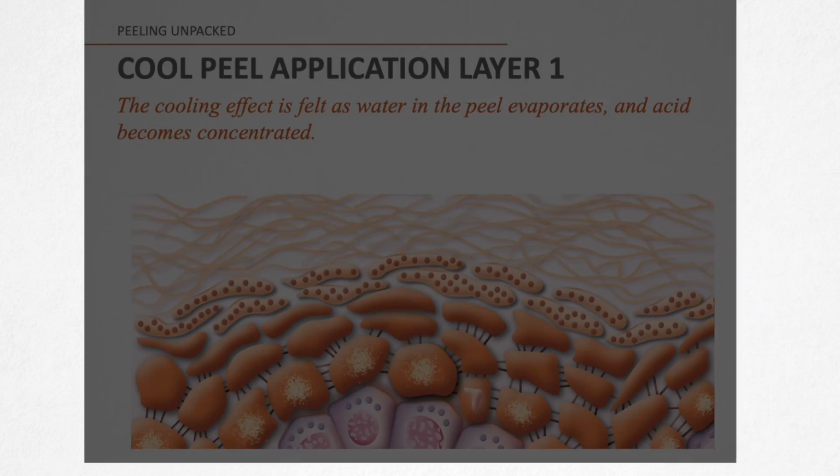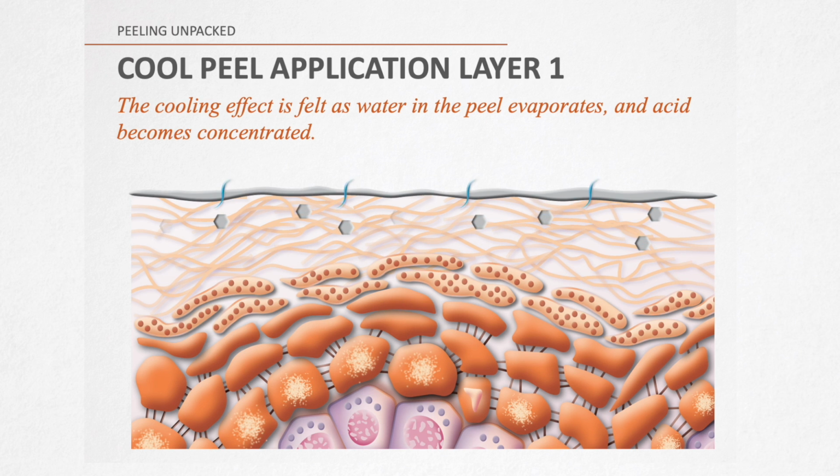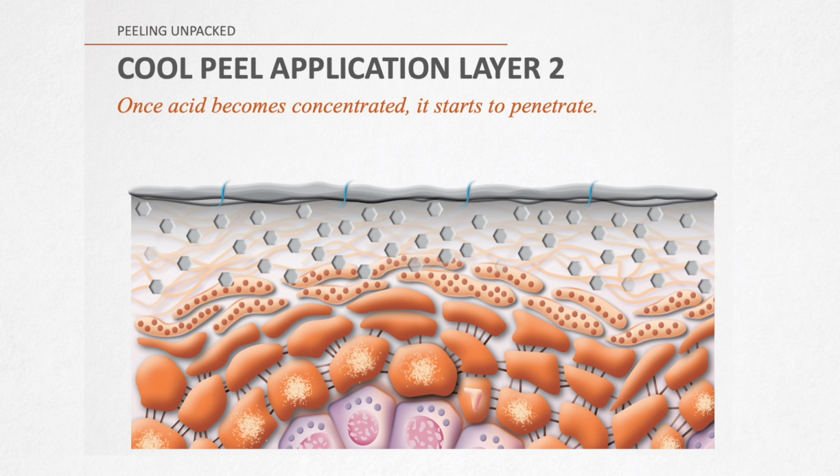What happens is the cooling effect is felt as the water in the concentration evaporates and the acid becomes more concentrated. So we'll see that in this diagram here. Our first application, our first layer, the water is evaporating, and the AHA molecule, or the lactic acid, is starting to penetrate the stratum corneum. Then we can apply, for example, our second and third layer. And once the acid becomes concentrated, it starts to penetrate at a deeper level.